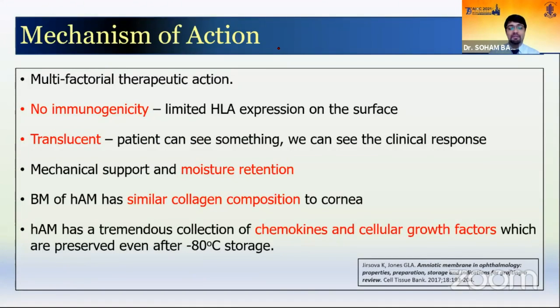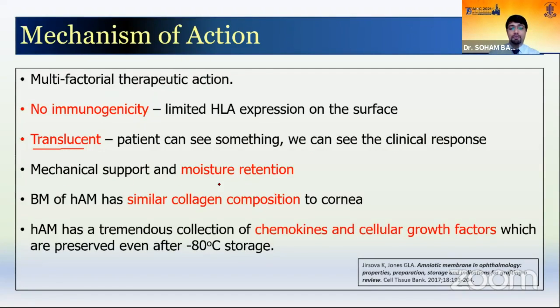Now, if you look at the mechanism of action of how an amniotic membrane is able to do such a variety of surgeries, it's actually a multifactorial therapeutic action. First and foremost, it has no to low immunogenicity. There is very limited HLA expression on the amniotic membrane surface. Therefore, even though it's a foreign tissue, there is not much of a rejection-like reaction going on in the ocular surface. Then it's a translucent material. So this is beautiful. The patient can see some of their visual improvement. And best of all, we as clinicians can see the improvement of our surgery.